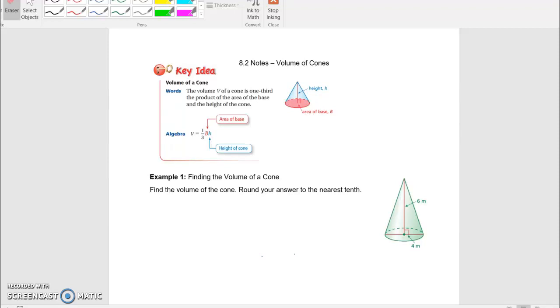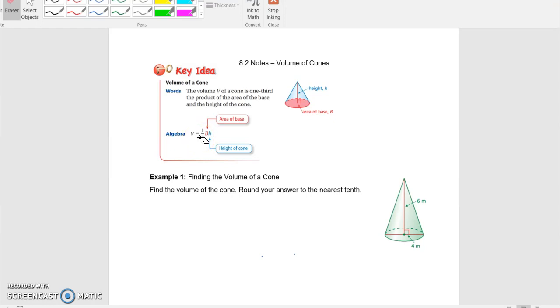Hi, 8th grade. We're in lesson 8.2. We're taking notes on the volume of cones. So our key idea tells us that the volume of a cone is 1/3 the product of the area of the base and the height of a cone.